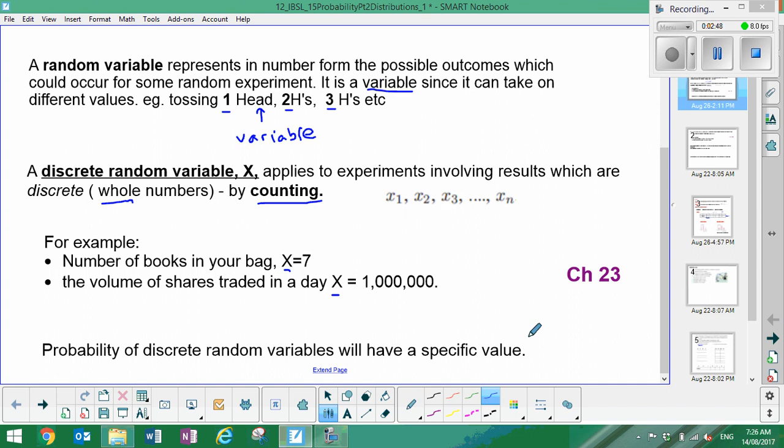So the probability of a discrete random variable will have a specific value. So we can say, what's the probability of getting 2 heads? It will come out with a specific value.